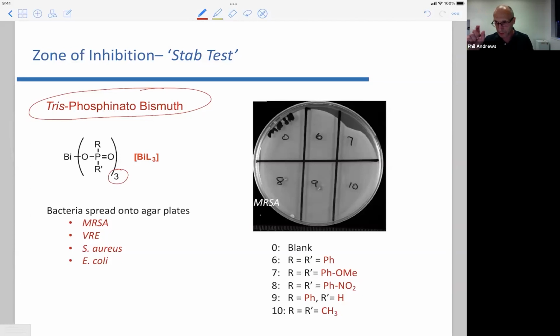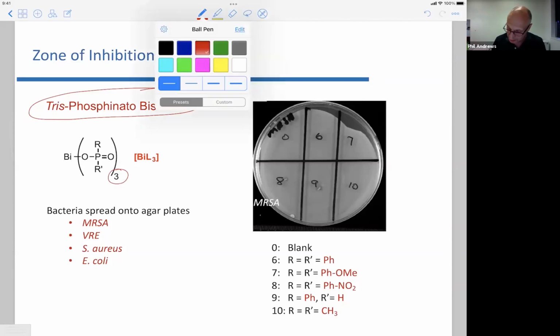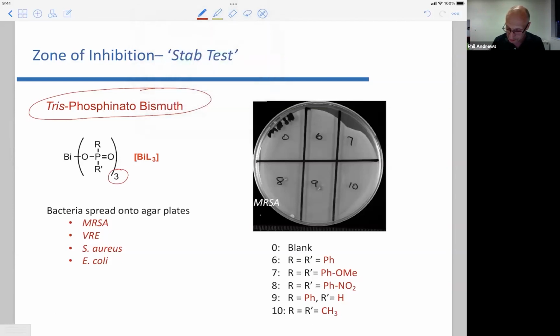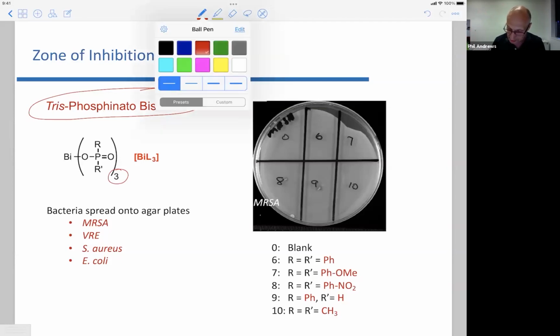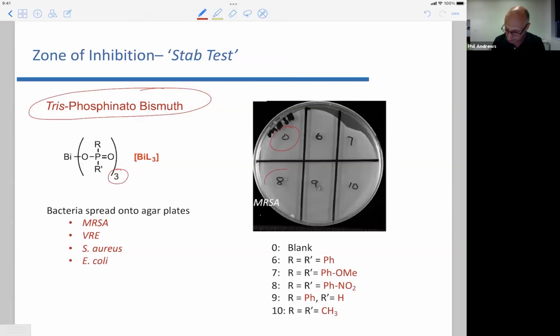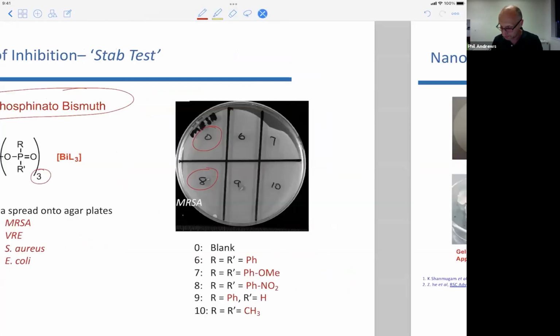That's very difficult when it comes to molecular compounds. So as you can see, there are no zones of inhibition associated with these. So no zones attached to the MRSA itself.